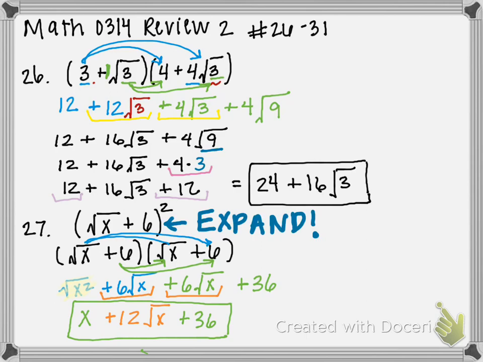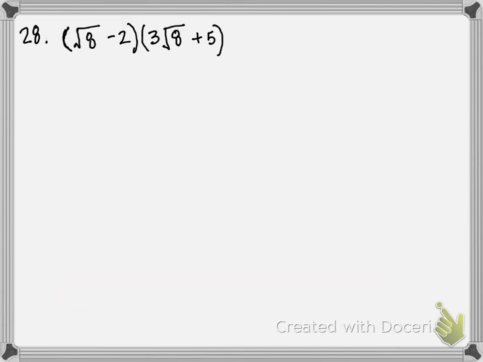So if we take a look at the next ones, 28, we have the square root of 8 minus 2 times 3 square roots of 8 plus 5. So again, binomial times binomial, we know we need to FOIL. We can do the square root of 8 times 3 square roots of 8, which will be 3 square roots of, and then if we do 8 times 8, we'll get 64. The square root of 8 times 5, so 5 is just going to go to the outside because it's not inside a radical, so we'll have 5 square roots of 8.